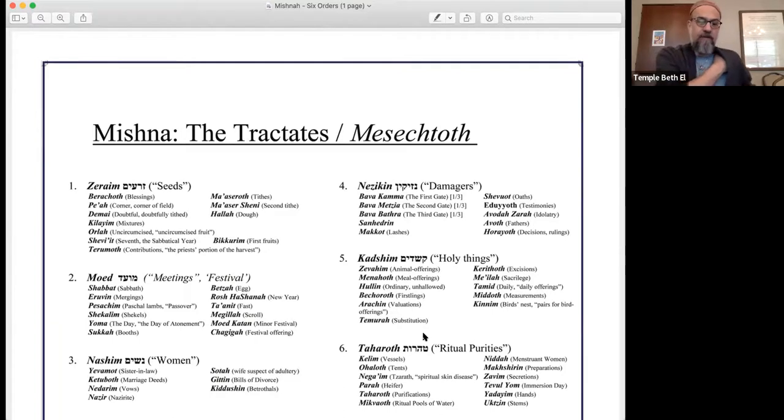And you can see the totality of Mishnah. Mishnah tries to be an all-encompassing effort to embody comprehensively Jewish knowledge.